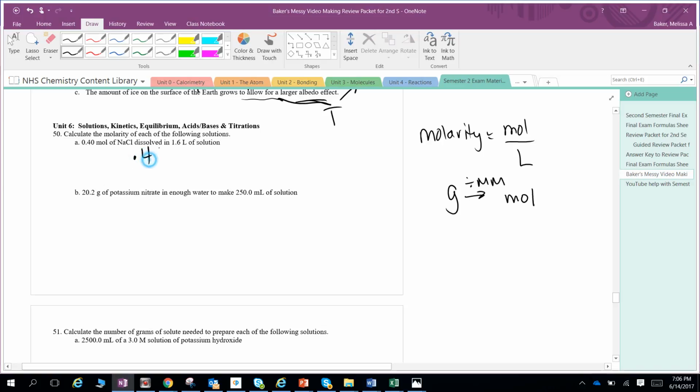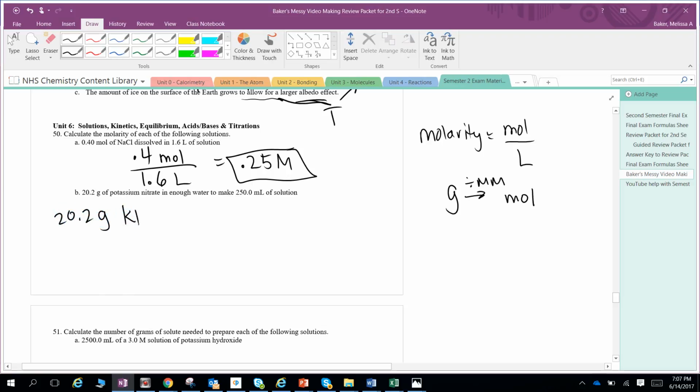The first one's pretty simple and straightforward. 0.4 moles is dissolved in 1.6 liters. Punch that into your calculator. That's 0.25 molar. The next one, a little trickier.